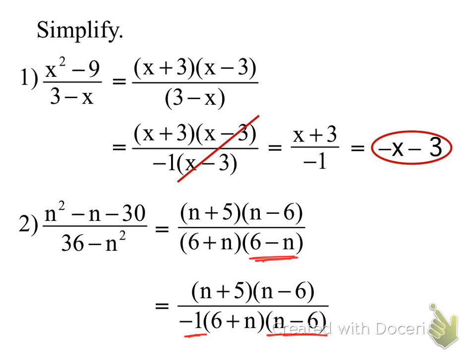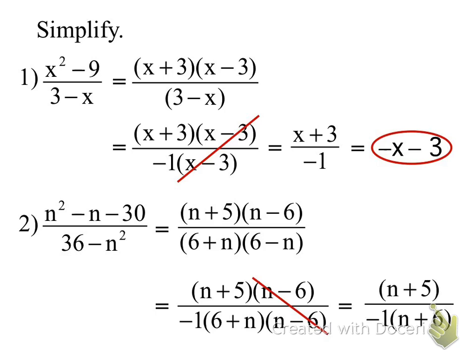Okay, do you understand that? If I wanted to flip the other one too, I'd have to multiply by another -1. You could have done it, and now we can cross cancel. We can cross cancel, and what are we left with? n plus 5 over -1 times the quantity of 6 plus n. Perfect, and you can just leave it like that.